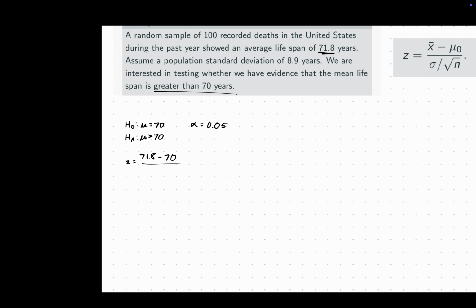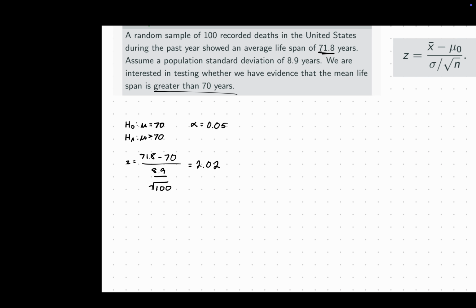And then we have our standard deviation. Our population standard deviation is given in this problem, so that's 8.9. And then our sample size is n equals 100, so we can just do the square root of 100. And if we solve this, we should get 2.02.